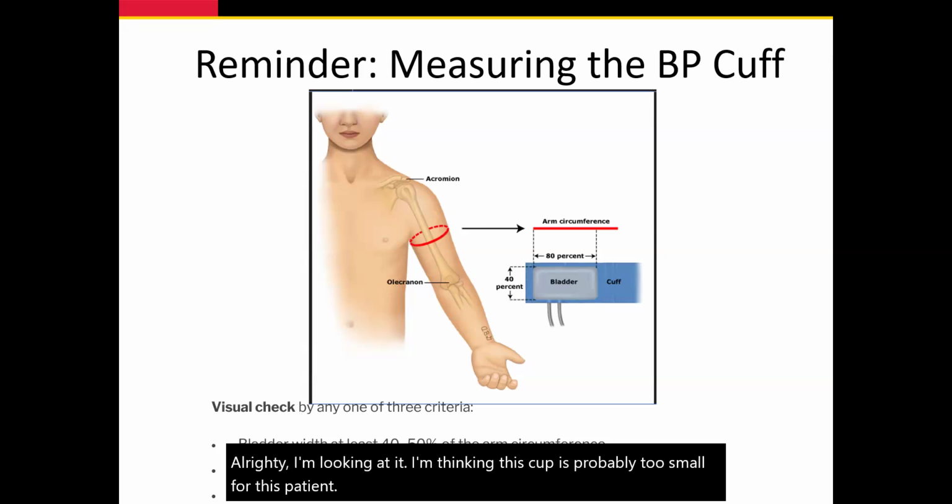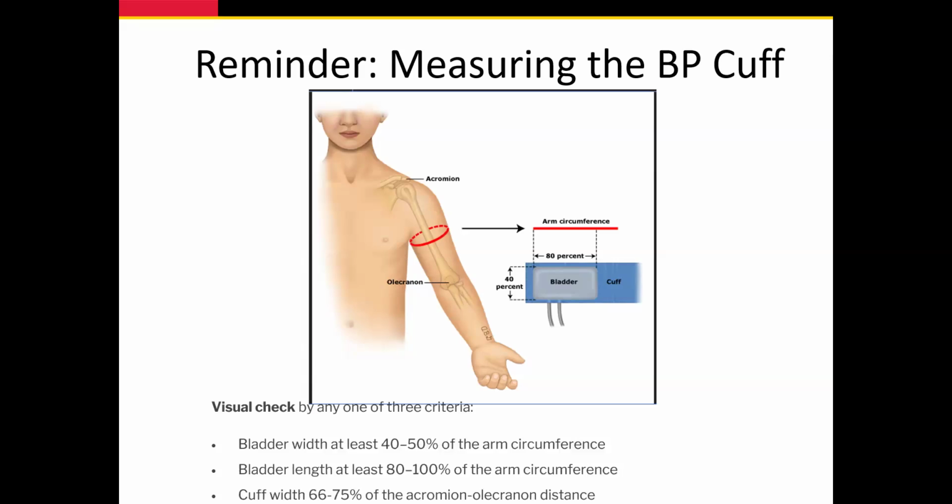Another way is, again with your bladder, to look at the width. So this is the length of the bladder. Now I'm going to look at the width. Again, looking at the circumference of the patient's arm, I can take the width and put it around their arm. This should be about 40 to 50%. So it should go at least 40%, up to halfway around the patient's arm. So again, you can see this cuff is probably too small for him.